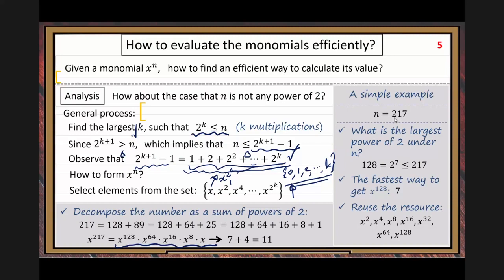So if you use the repeated squaring technique with powers of 2 to calculate the monomial, here we are working on a monomial. What is the maximum number of multiplications to calculate this monomial? You can use this k number.